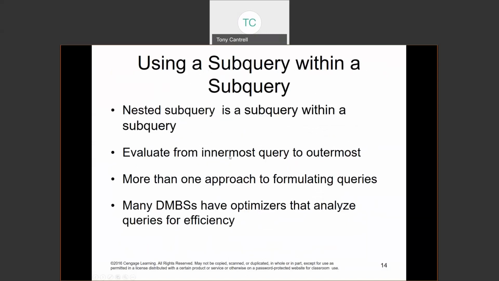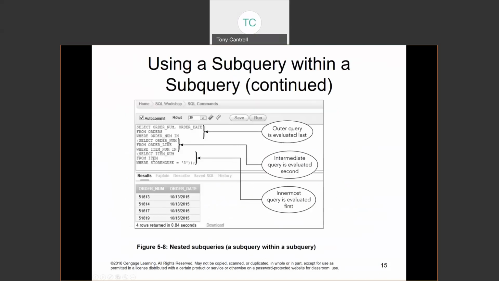Using a subquery within a subquery. It does the innermost and works its way out to the outermost. And so it'll do this one right here first, checking the storehouse equals 3. Then it'll take that data set and run against this other inner query right here, which I call intermediate, and then go to the outer.